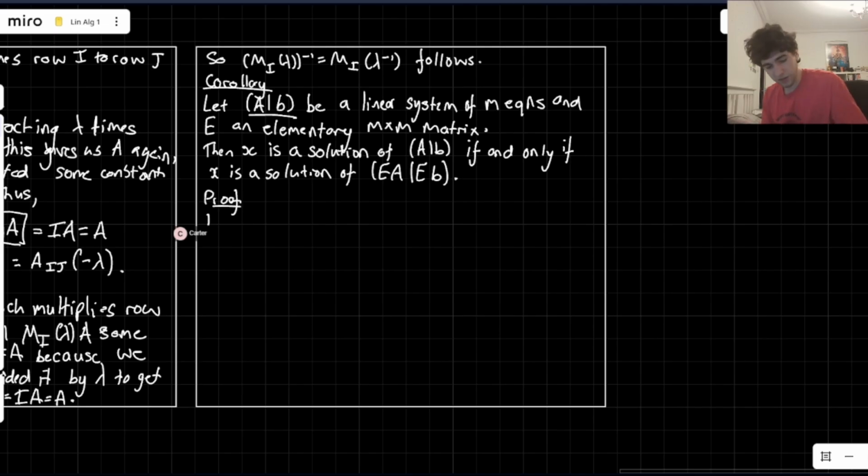So the elementary matrices are invertible. That's the first thing that you need to note, and it's a key property that we needed to talk about this. Okay, well, to prove this. Okay, so that's good. We have that the elementary matrices are invertible.